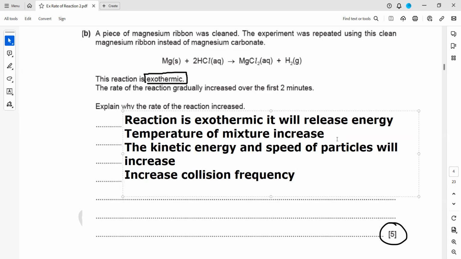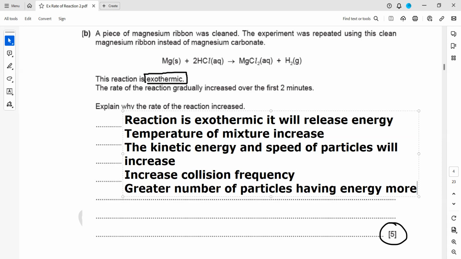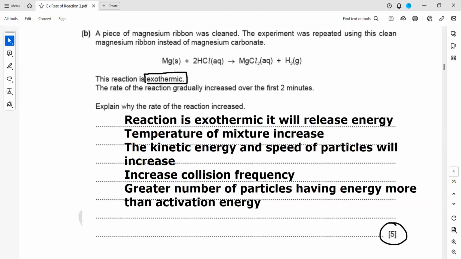And there will be a greater number of the particles having energy more than activation. So how the marks are distributed, especially for this question? The distribution of the marks: the first thing you mention is a temperature increase because the reaction is exothermic.